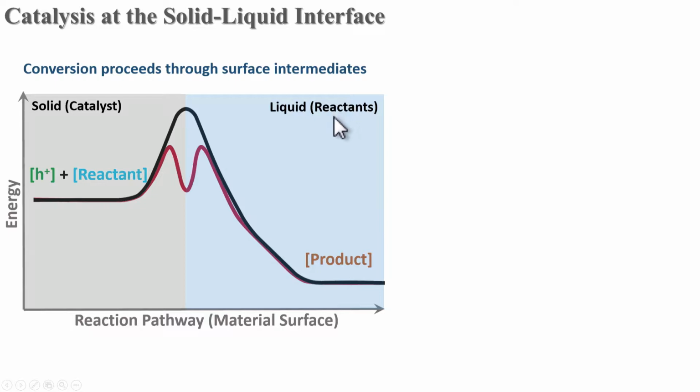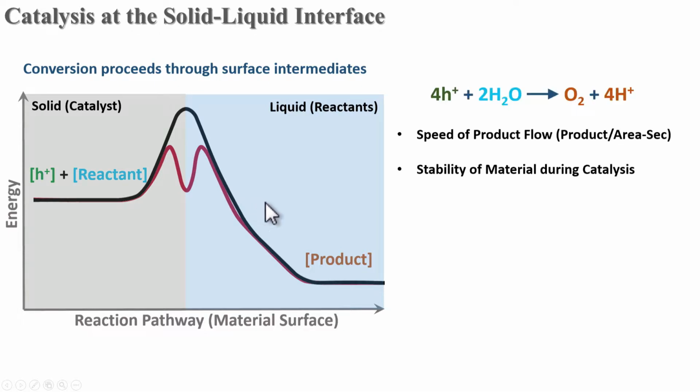Those intermediate states essentially determine the two performance parameters of storing energy into the fuel. The first is the speed of the product evolution from the surface, the product per area per second that's evolving. The higher that speed, the more fuel you can accumulate in a given time. That speed is also important because it directs the charge to the product that you want and not to a side reaction or degrading the material. The other important parameter is the overall long-term stability of the material during catalysis, so you can use the same material surface over and over again to produce that fuel.